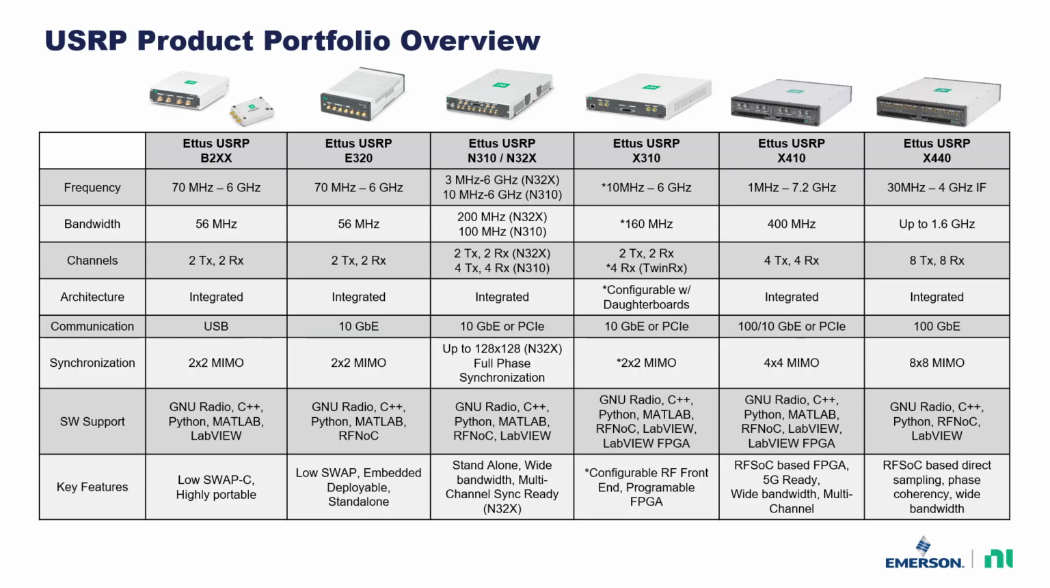This slide shows just an overall high-level spreadsheet of our USRP catalog. As I mentioned in previous slides, we have the low SWaP, size, weight, and power, starting on the left-hand side of the slide, ranging up to our higher end USRP on the right. And we have a wide variety of options in between. This will give you a cheat sheet to show the different frequency ranges that are supported, as well as the different bandwidth, channel count, synchronization options, as well as software support for our portfolio.